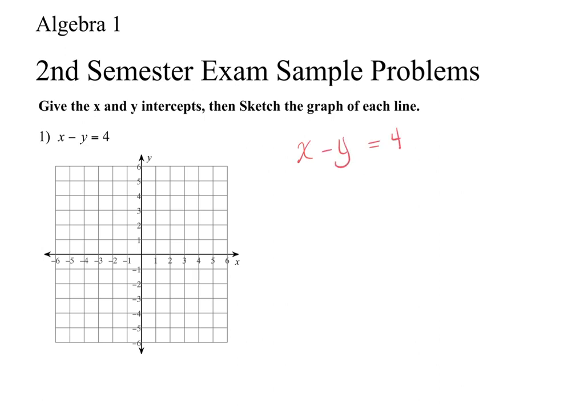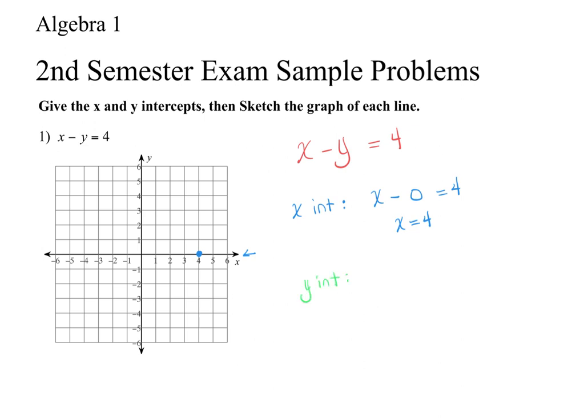If I want to find my x-intercept, that's where it crosses the x-axis, then I am going to plug a 0 in for y. So I have x minus 0 equals 4. And you're going to get x equals 4. That is my x-intercept. So on the x-axis, I will go to positive 4, and I will make that point there. We're going to do the same thing for the y-intercept.